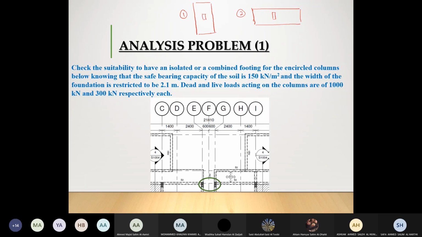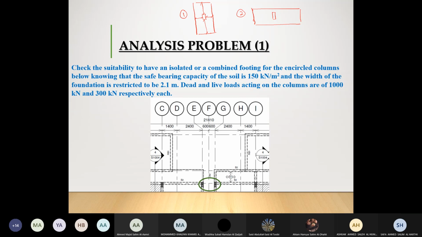Now if I have scenario number 1, you can see that I have this distance and this distance. I placed my shorter side of the foundation with the shorter side of the column. And I have placed my longer side of the foundation with my longer side of the column to avoid huge length.